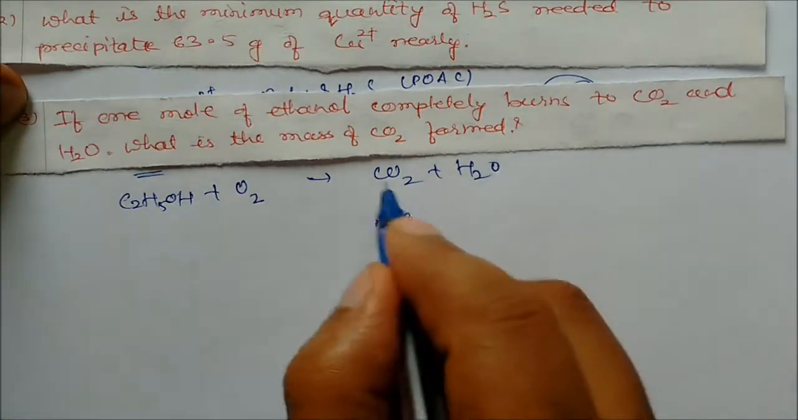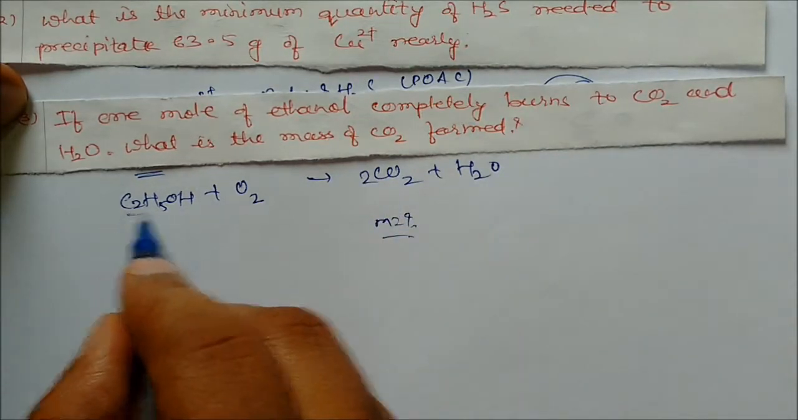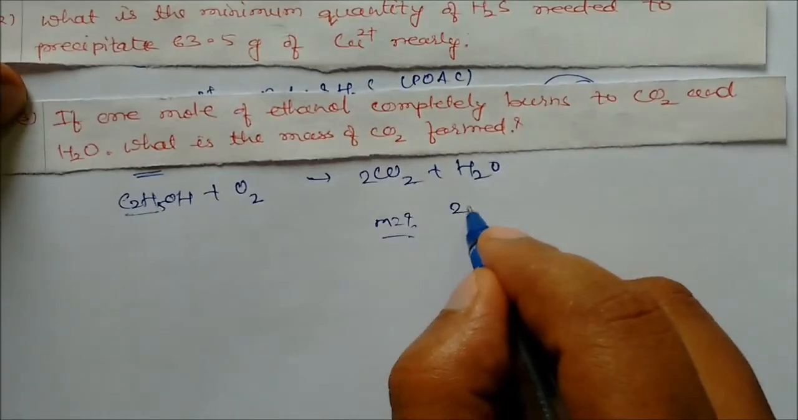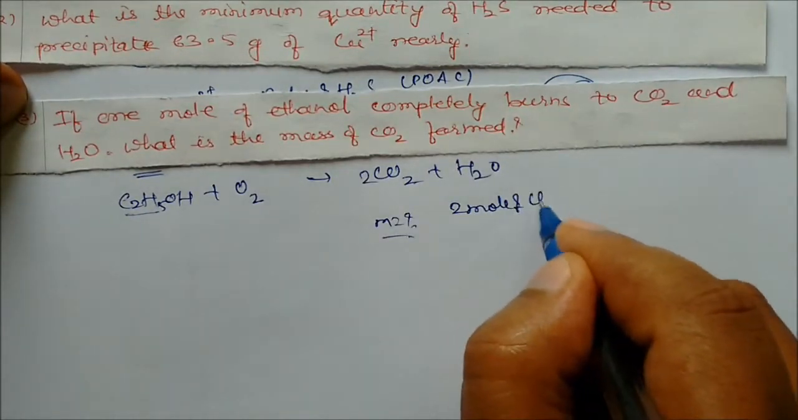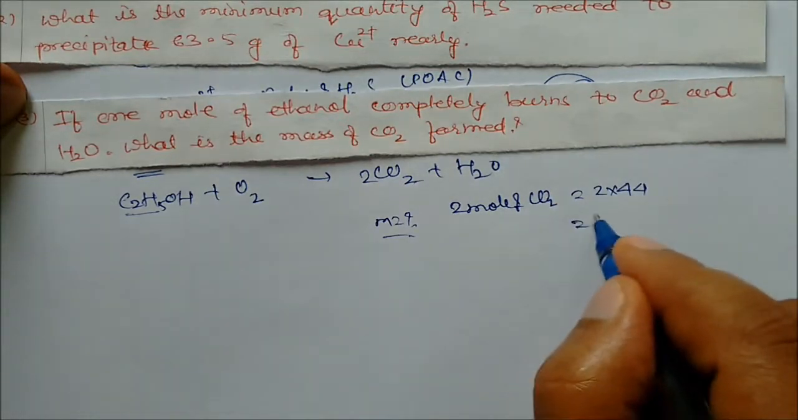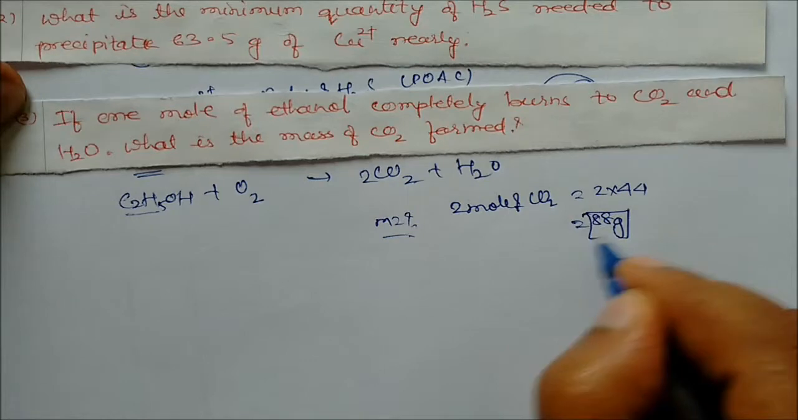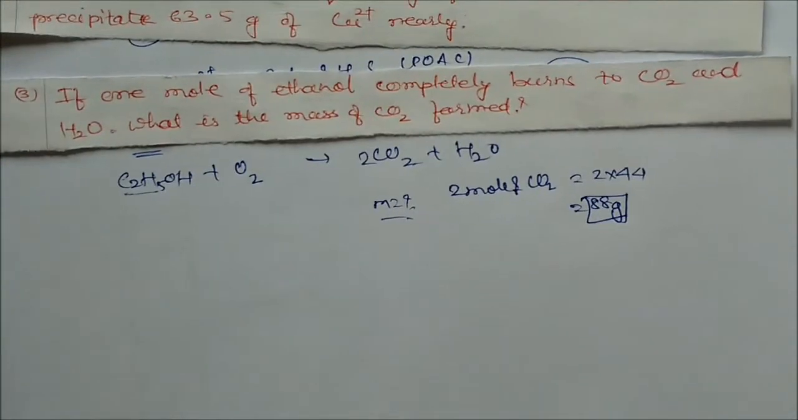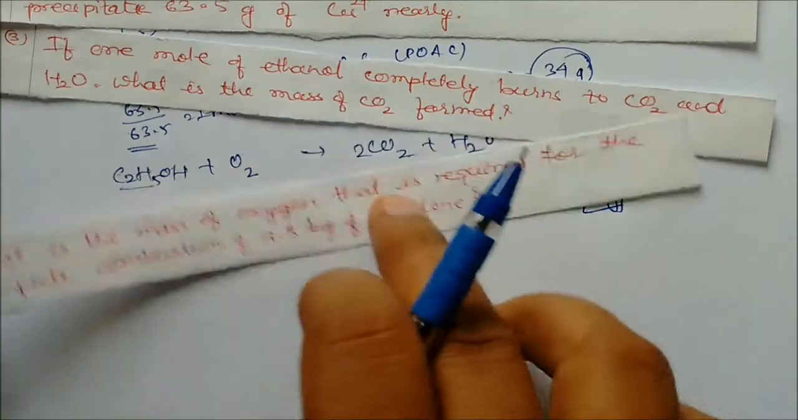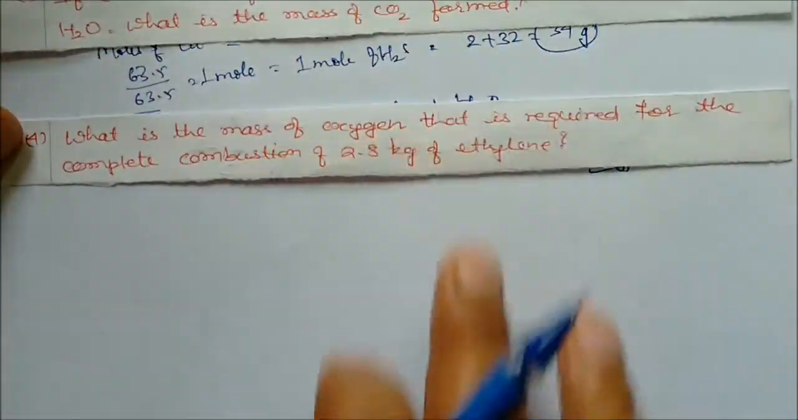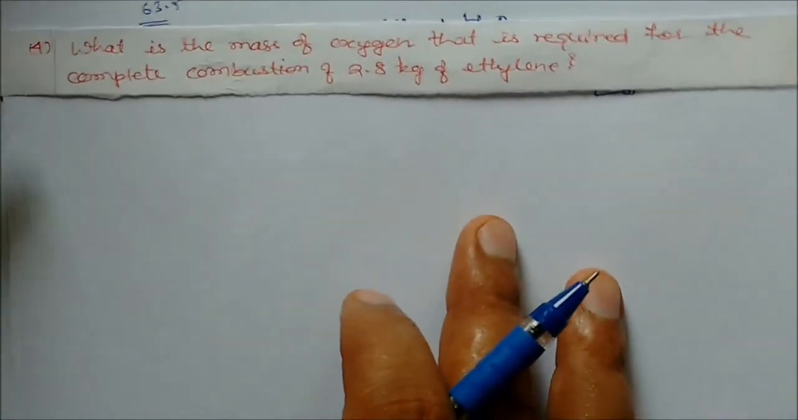So if you balance it, this becomes 2 mole. So for this one we require 2 moles of CO2. So this is your 2 mole of CO2, which is nothing but 2 into 44, that is 88 grams. So this is our answer. So these questions are not difficult if you see. The thing is how you are understanding the problem. So now we'll see the next problem.